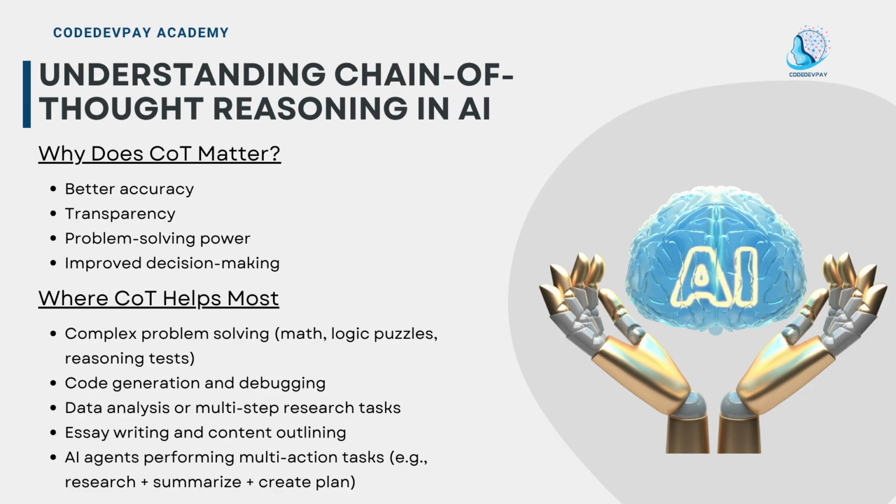So, where does the chain of thought help the most? We have complex problem solving. Examples are math, logic puzzles, reasoning tests. The second one is code generation and debugging, data analysis or multi-step research tasks, essay writing and content outlining, and the last one is AI agents performing multi-action tasks. That is research plus summarize plus create plan.